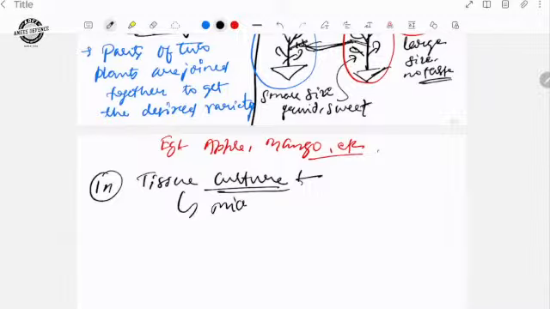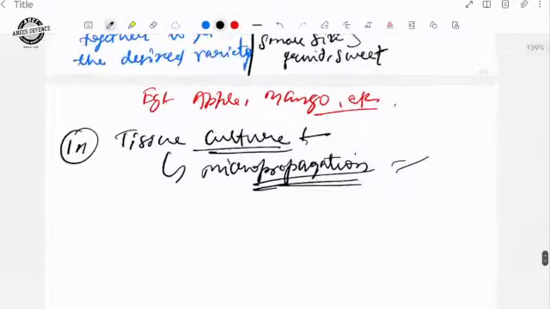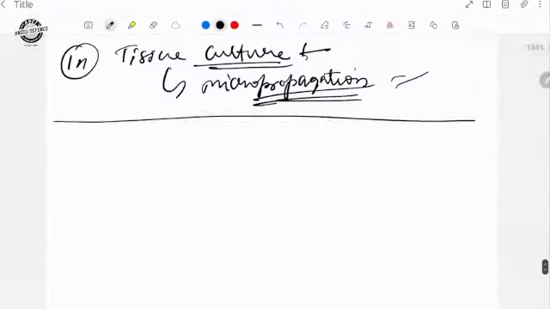Micropropagation is also considered here. Tissue culture is also termed micropropagation, meaning from one tissue we obtain a number of plantlets, that is, a number of organisms or plants. Understood? This is the end of asexual reproduction. Now we are going to proceed further to sexual reproduction in plants.